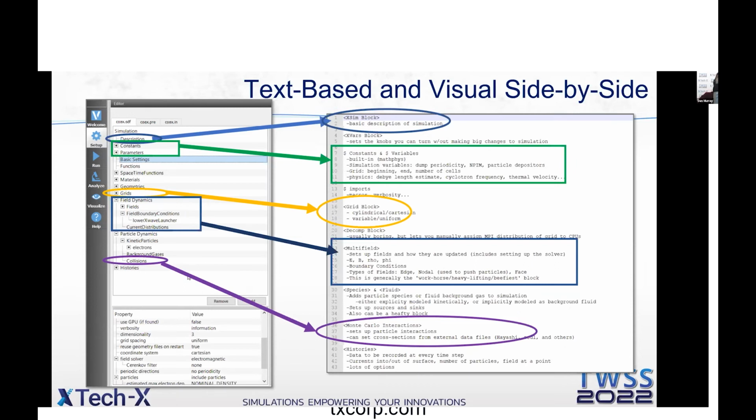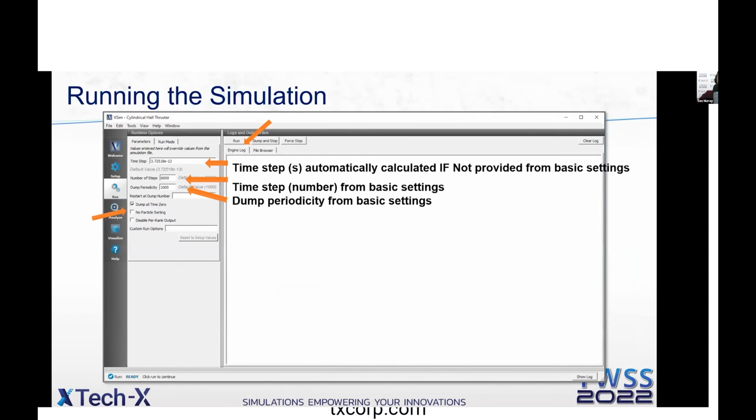Kind of running up against the end of my time, so very quickly, I'll briefly go through running the simulation. In here, your time step is automatically calculated if it was not provided in the basic settings. If it is, it'll show up as whatever your default input was. Same thing for the number of steps and the dump periodicity.